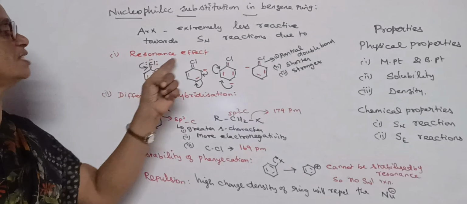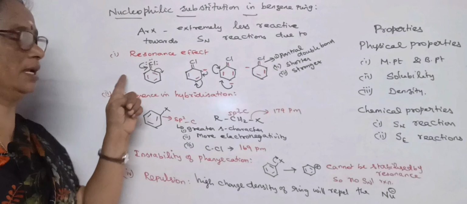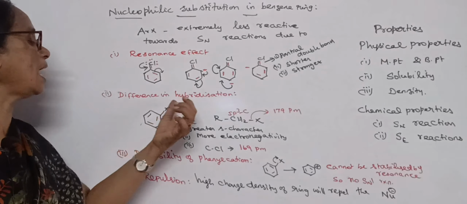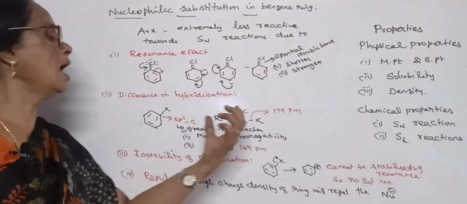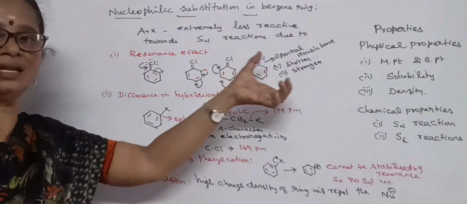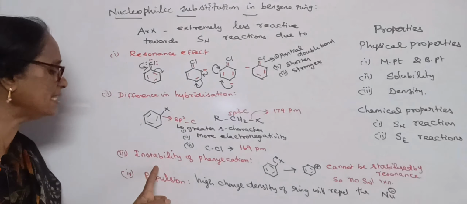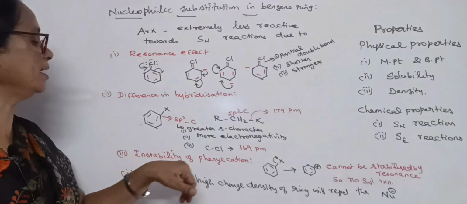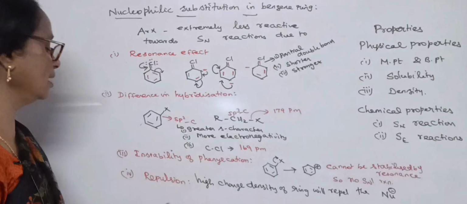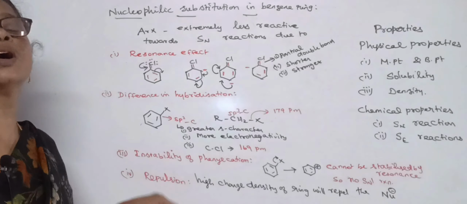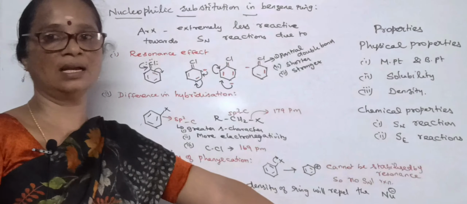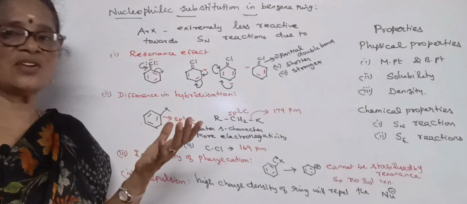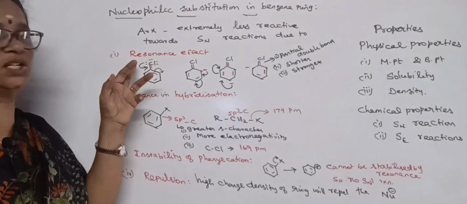One is the resonance effect of haloarene, the difference in hybridization of the carbon halogen bond in benzene and the carbon halogen bond in alkane, the instability of phenyl cation, and the possible repulsion of the phenyl group and the nucleophile. Let us take the resonance effect. The ring is attached with the halogen.